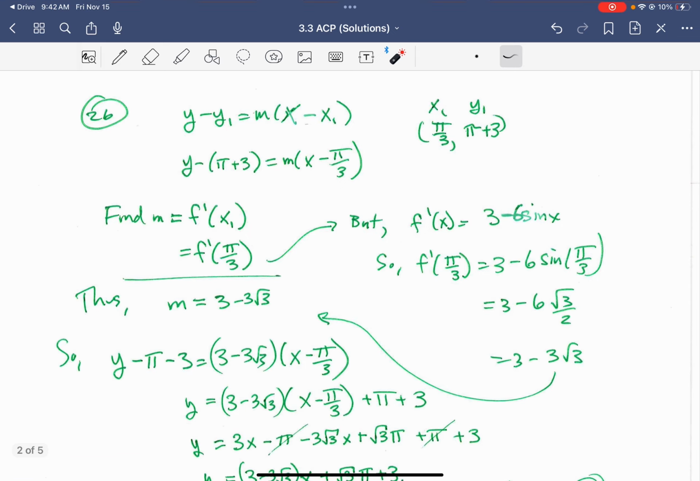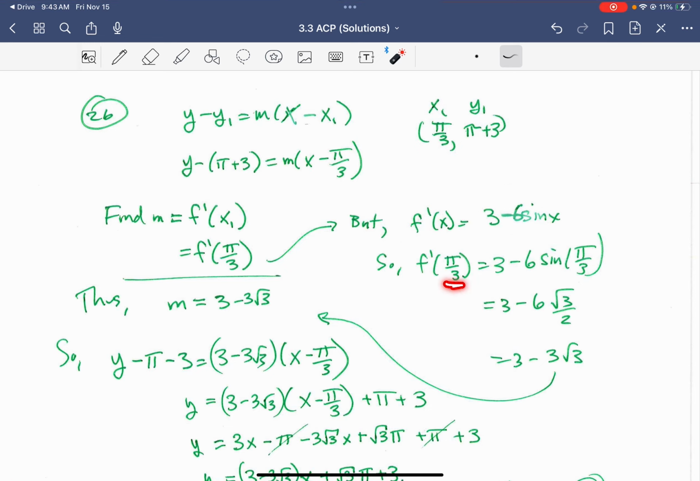26, it asks for the equation of a tangent line, so I automatically write down this. And then it tells me at this point, so I write down that. So that means I can plug in my y1 and my x1. But then to find m, it's just the derivative at your point, so it's the derivative at pi over 3. But if I take the derivative, I'm going to get this.